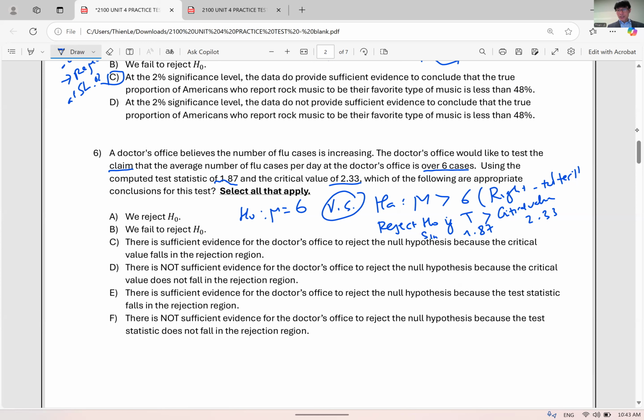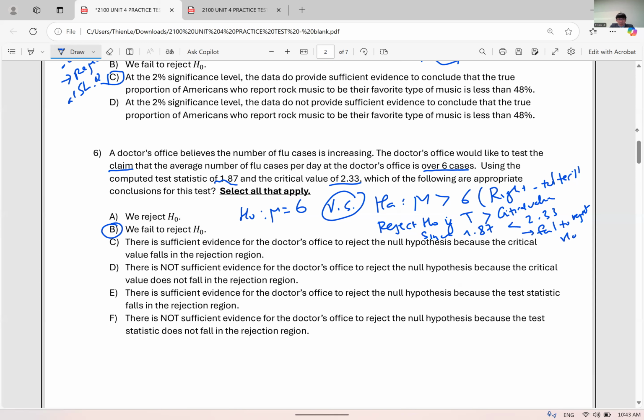Since this is less than, you fail to reject, right? You fail to reject H naught. Okay, so we fail to reject here. So see here, let's see. There is sufficient evidence, you cannot reject H naught, right? Which means you have to stay at H naught.